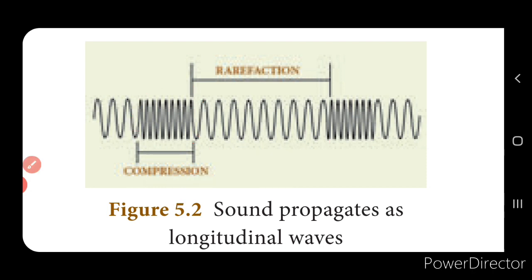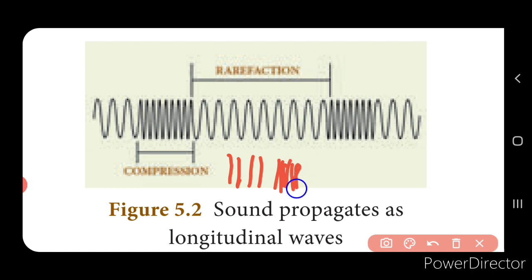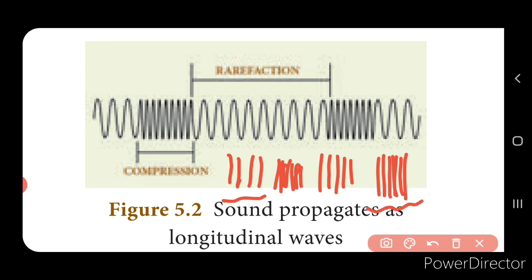Now even these longitudinal waves can be represented like this. Here you can draw lines with minimum distance between them, and here you can draw a crowded line, and again here you can draw the line with a minimum space, then again the crowded line. So this is the rarefaction region, and this is the compression region. This is how you can differentiate between compression and rarefaction.